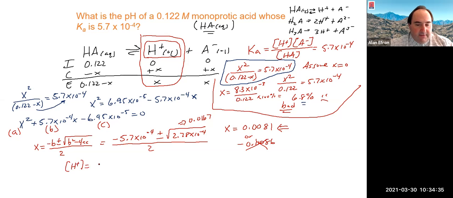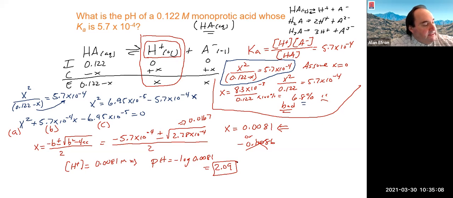That means that the H plus concentration will equal our 0.0081 molar, which means pH in this case is minus the log of 0.0081. Going to give us a 2.09 in terms of our pH value in this particular case. Any questions on where any of those numbers sort of came from?